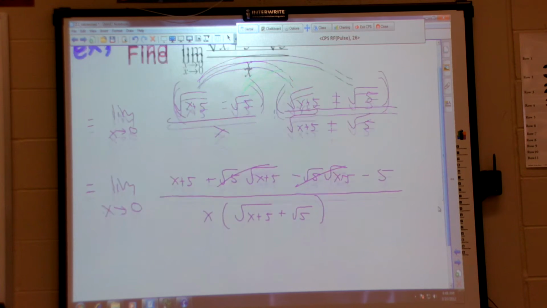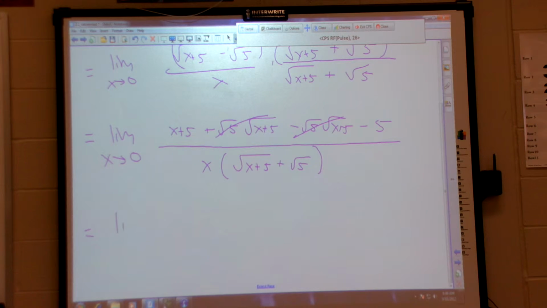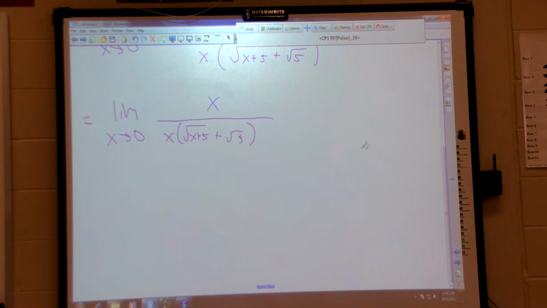Because notice up top, no more square roots. At the limit, x goes to 0. What's left up top? Just x. Those 5's cancel, cancel. And you see why we left the bottom unfactored? Cancel, cancel again. I keep putting limit equals. It'll take some practice. So x is cancel, cancel. I'm left with limit, x goes to 0, 1 over the square root of x plus 5 plus square root of 5.